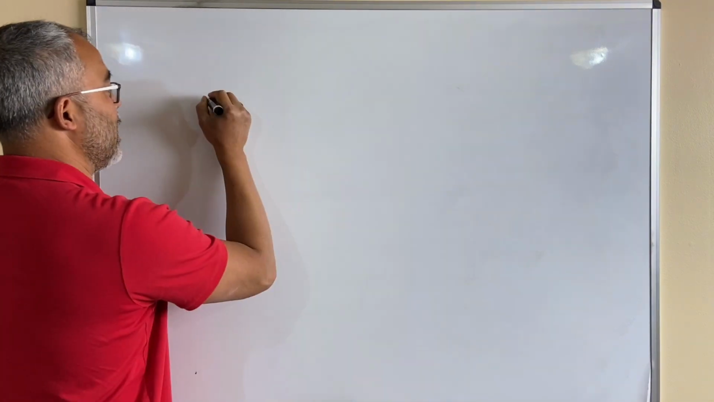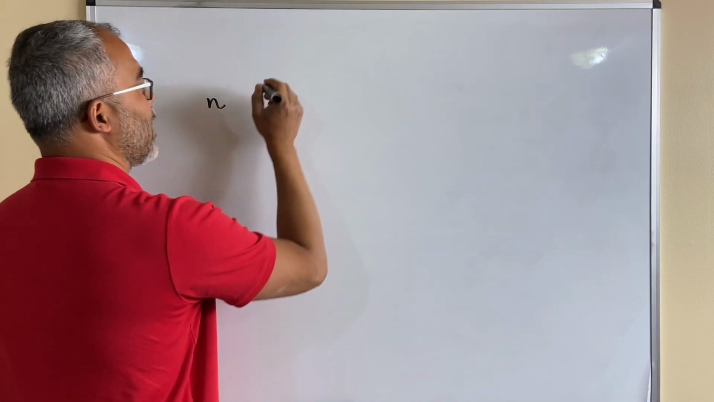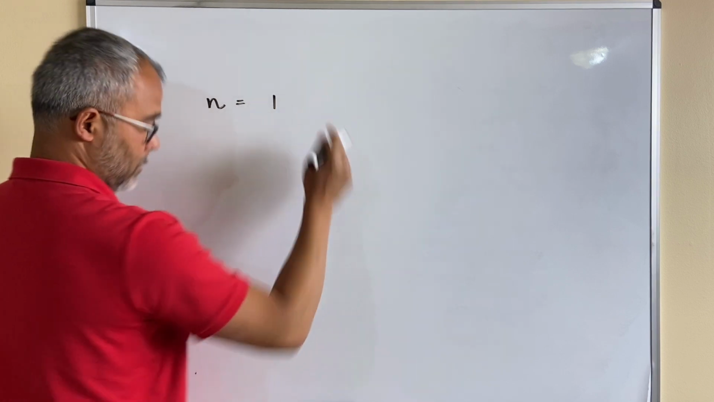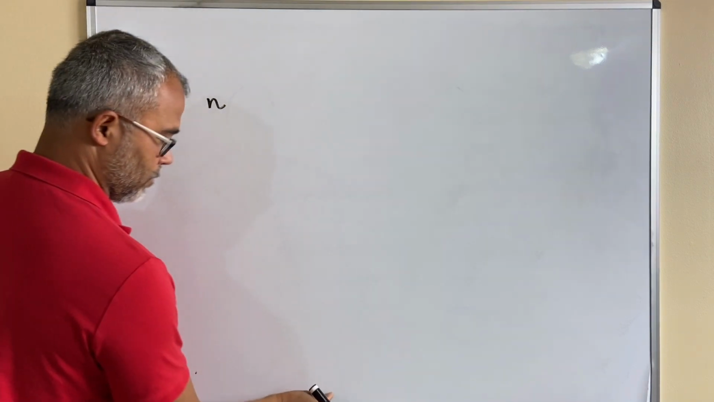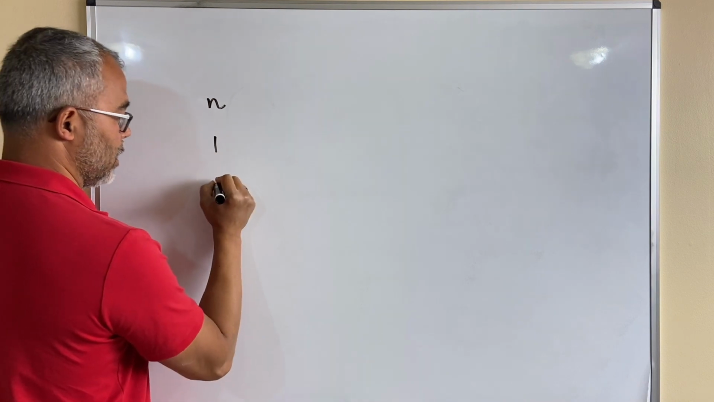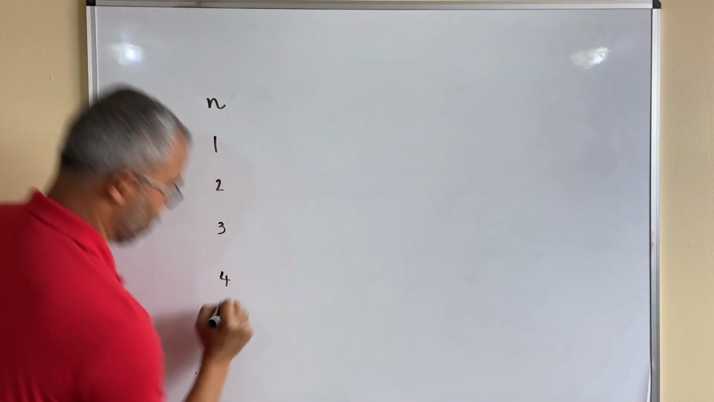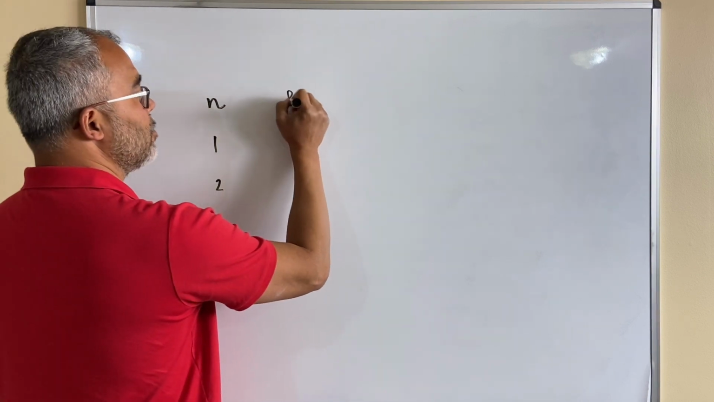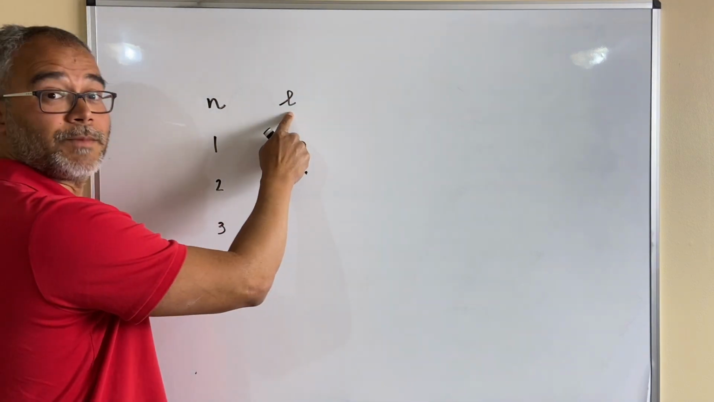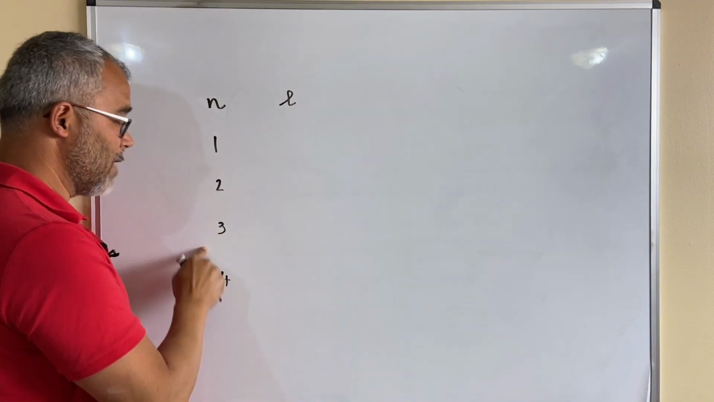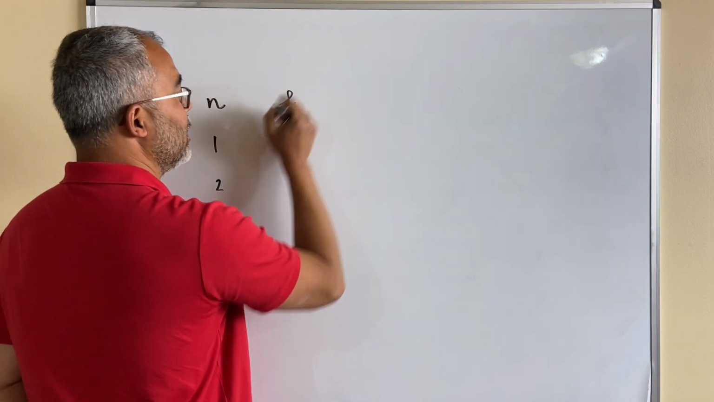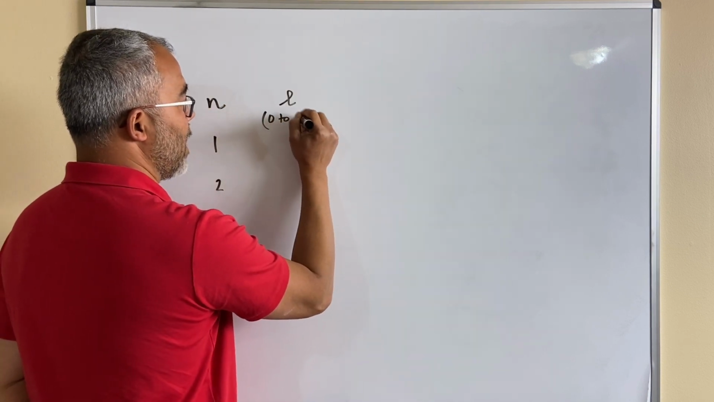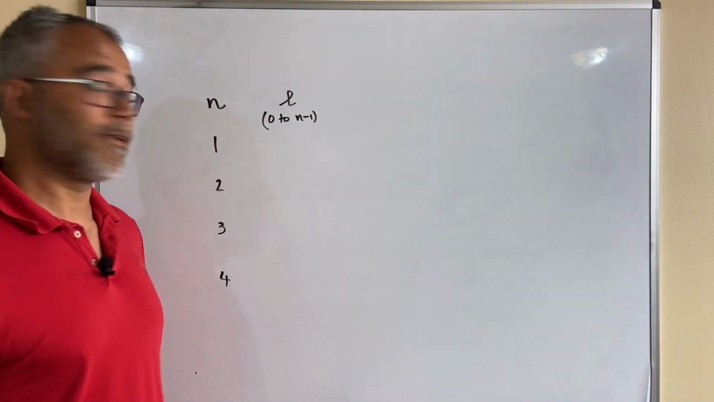So for the main level n, n could be any number starting from 1. I'll just write the numbers down here: 1, 2, 3, 4, and so on. We'll just stop at 4. And then the values of L, which is your subsidiary quantum number that relates to the values of n. L is given by the range 0 to n minus 1. So those are the possible values of L.